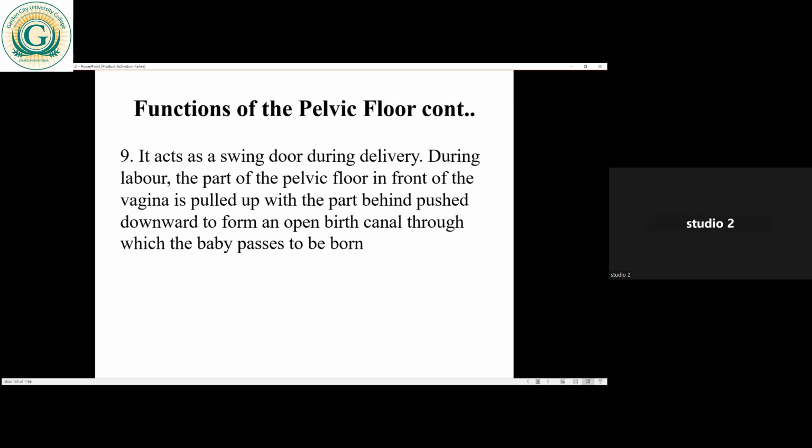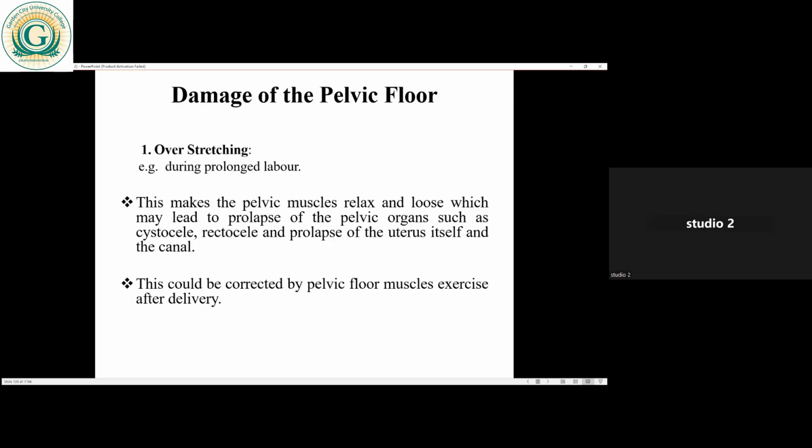During labor, the part of the pelvic floor in front of the vagina is pulled up, with the part behind pushed down, to form an open birth canal through which the baby passes to be born. So if these are the functions of the pelvic floor, look at what happens with pelvic damage. As I have been talking, look at the function of these muscles and see what will happen if they are damaged.